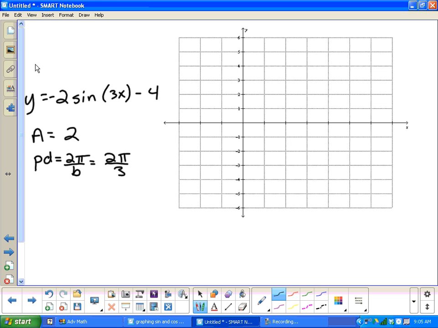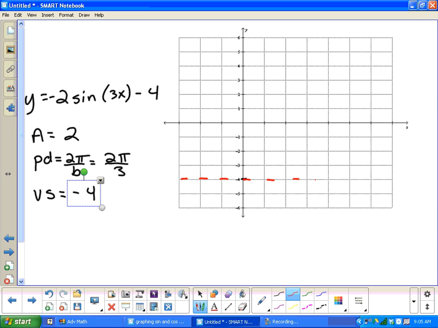Now, here we go with our new stuff. Vertical shift is going to be what there? -4. What's another way you could say it? Down 4. I'm just going to say -4. That's really what I'm going to start with. So I'm going to go down to -4, and that's where my center line is going to be.